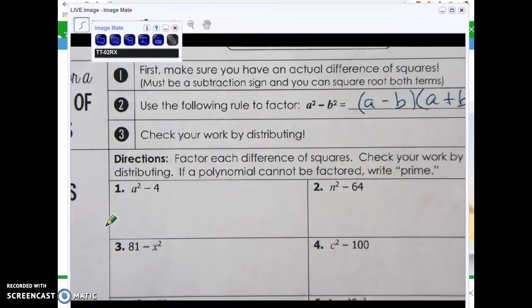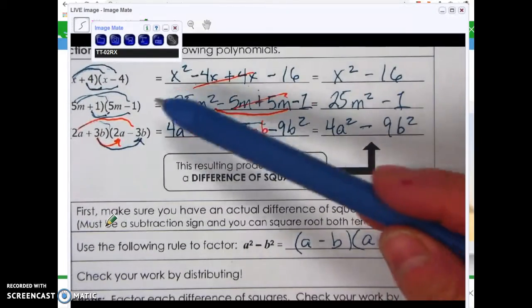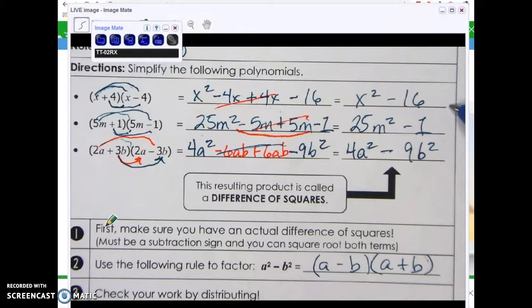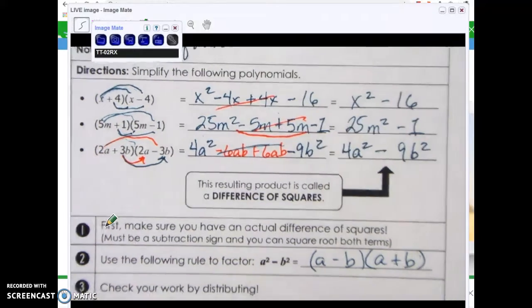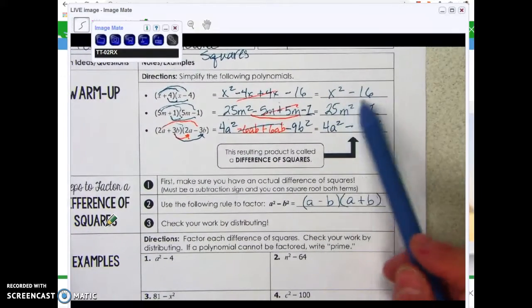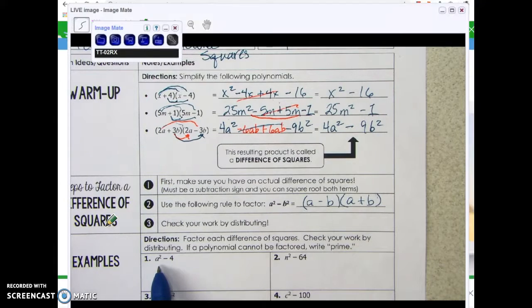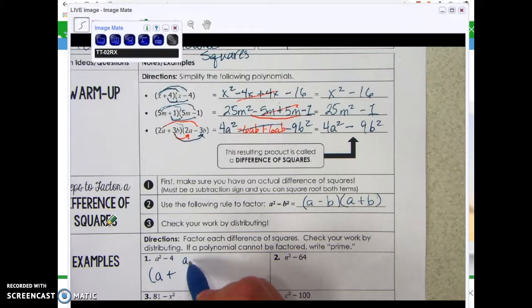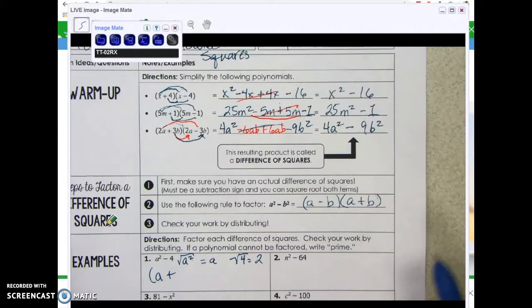Now notice, up here we multiplied the polynomials out and we got the difference of squares. Now we're going backwards. We're starting with this part and going to that part. So we're starting with a squared minus 4. And we're going to go to a plus, a minus, what is the square root of a squared? The square root of a squared equals a. What is the square root of 4? 2. So we take the square root of each of these numbers. A plus 2, a minus 2.